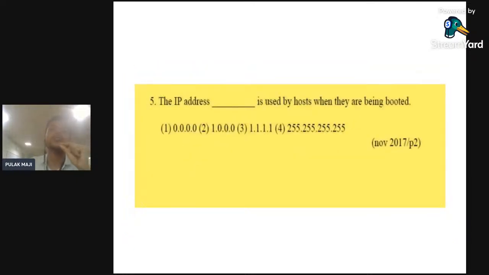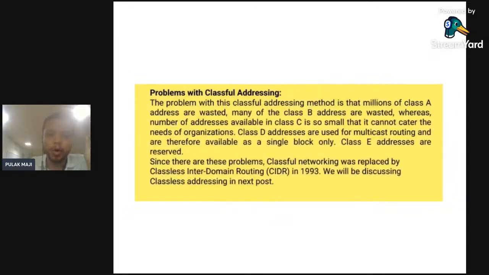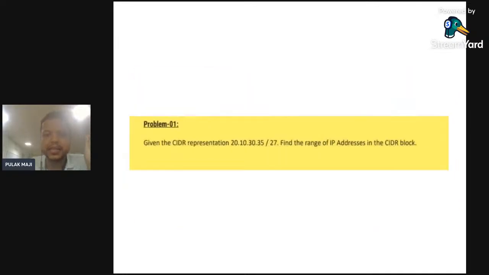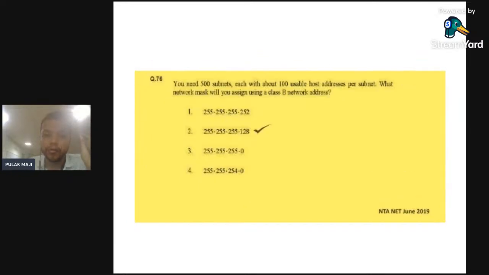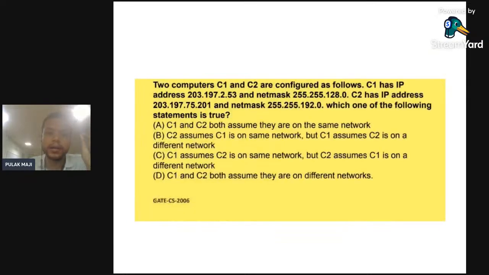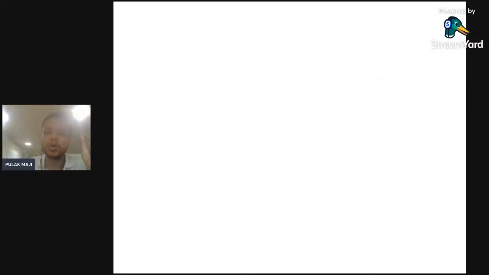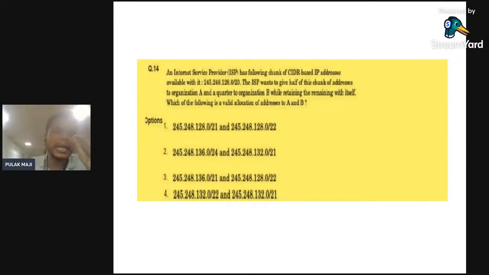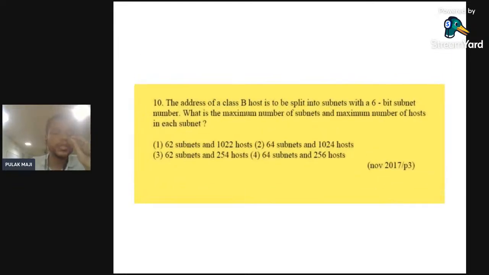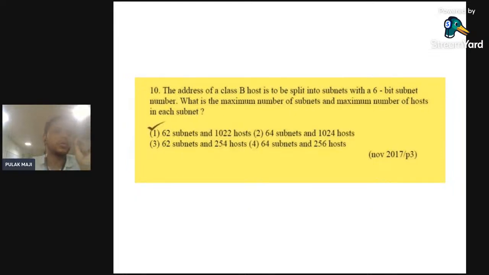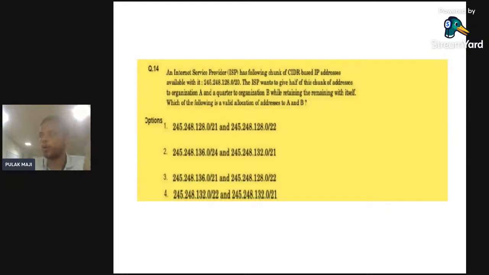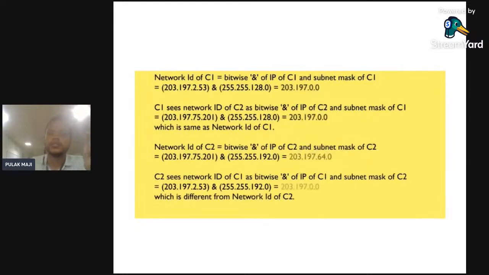Here, instead of classes, we are using the block number. In classless addressing, how do we represent IP addresses? First we use the block number, and second is the host ID. In classful addressing we represent network ID and host ID, but here we use block number and host ID. So there is no concept of classes here. We are using a new thing, the block. If I have two blocks, I can assign these two blocks to different parts. So block number and host ID will be there.